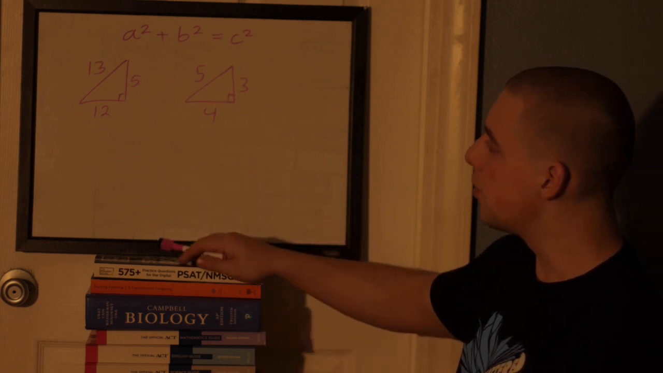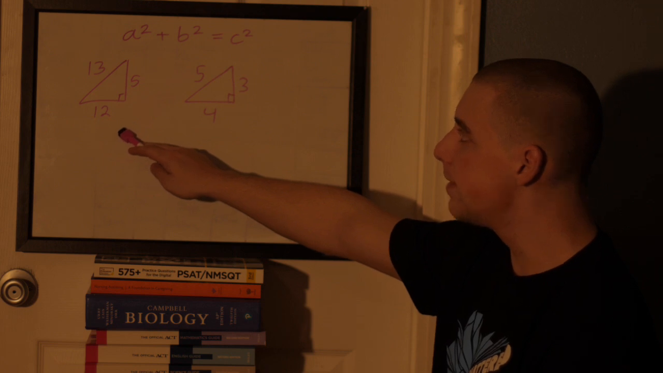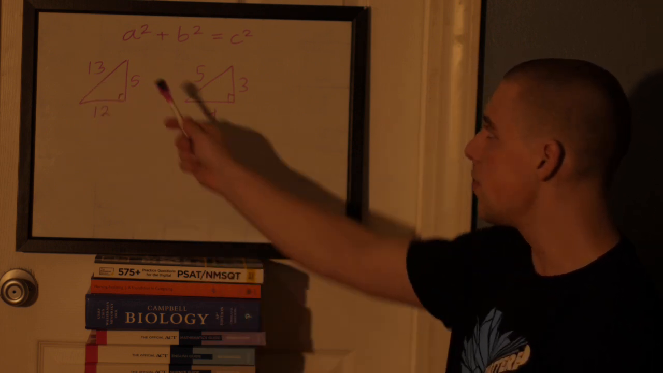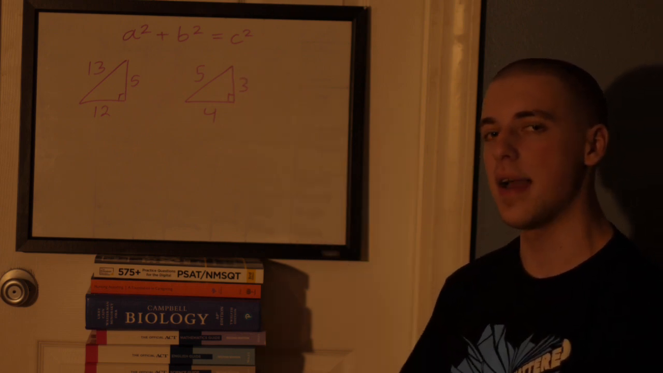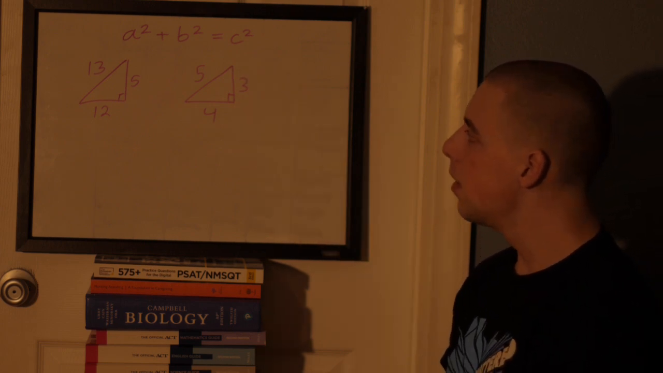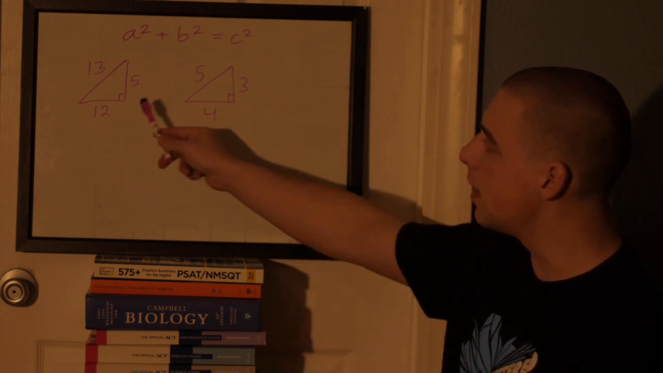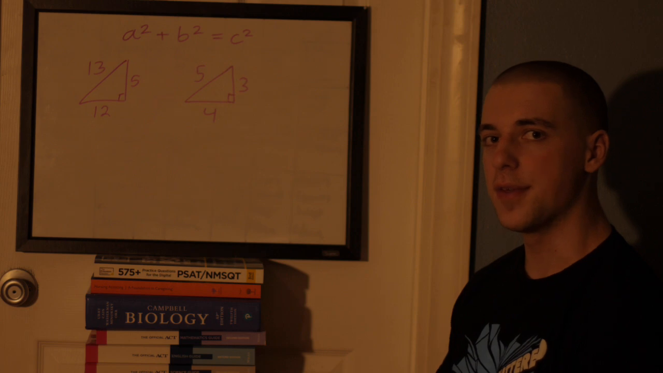The rule with right triangles is that the square of this side and the square of this side added together have to equal the square of this side. We usually write that as a squared plus b squared equals c squared. I'm sure you've all seen that equation many times before. But I'm sure you've also seen a 3, 4, 5 and a 5, 12, 13 triangle many times before. These triangles are both very famous.